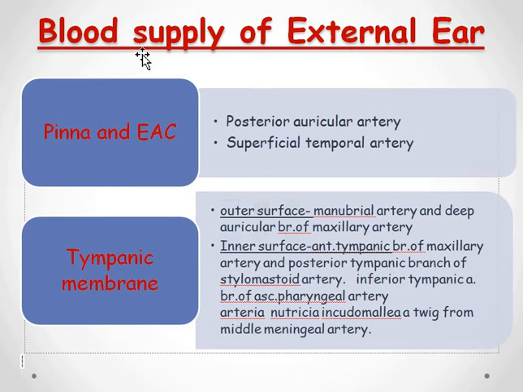Now comes the blood supply of the external ear. The pinna and the external auditory canal are supplied by the posterior auricular artery and the superficial temporal artery. If we talk about the tympanic membrane, the outer surface is supplied by the deep auricular branch of the maxillary artery. Whereas the inner surface is supplied by the anterior tympanic branch of the maxillary artery and the posterior tympanic branch of the stylomastoid artery, the inferior tympanic artery, a branch of the ascending pharyngeal artery, and the incudomalleal artery from the middle meningeal artery.